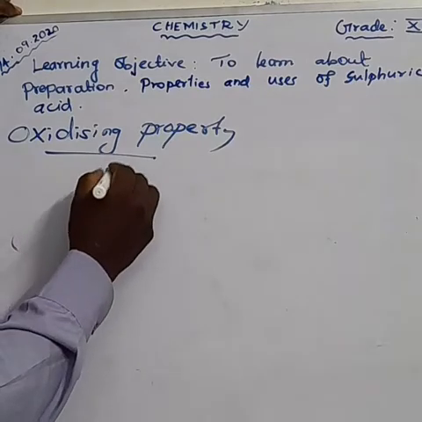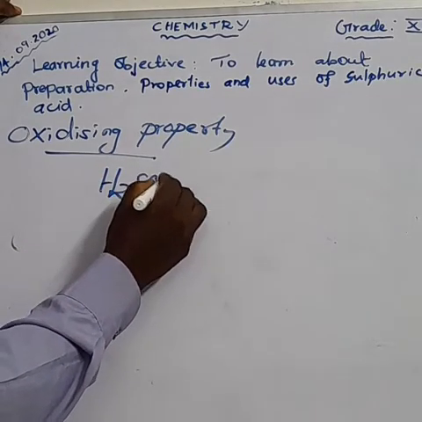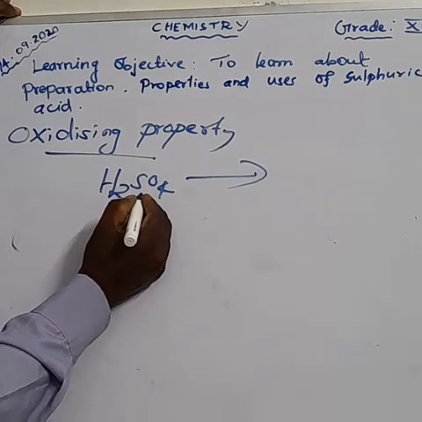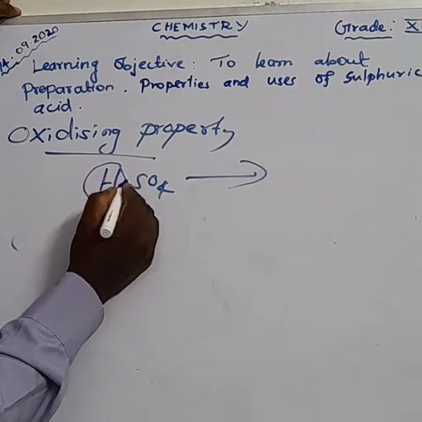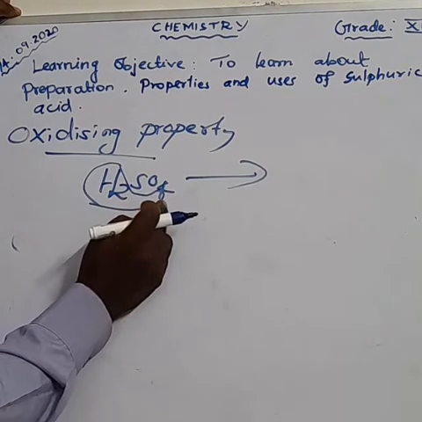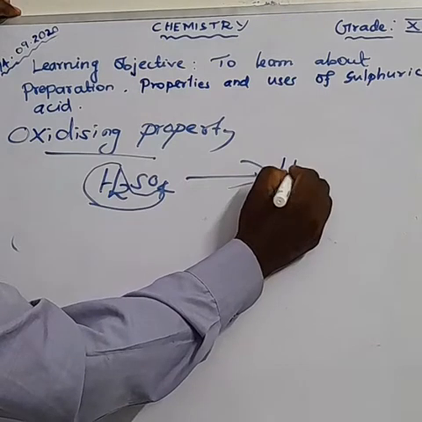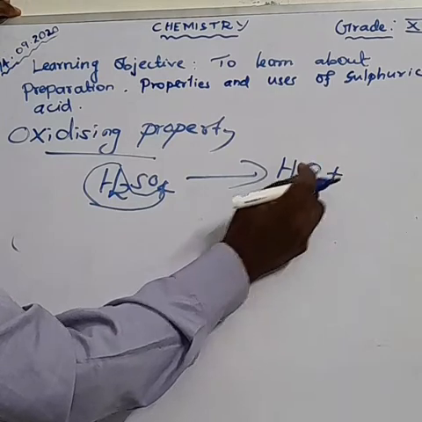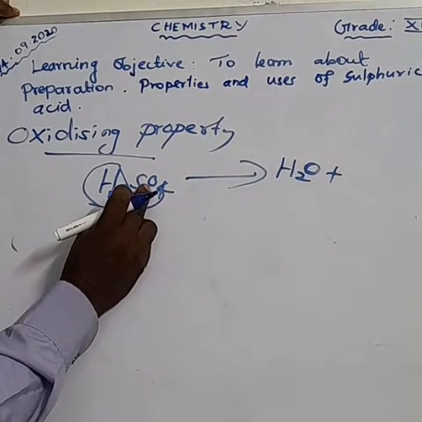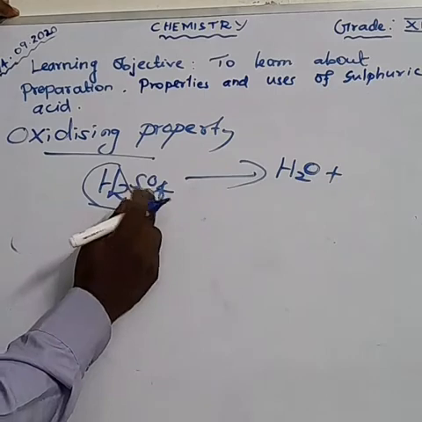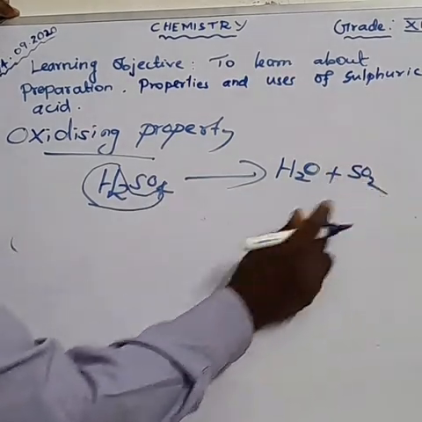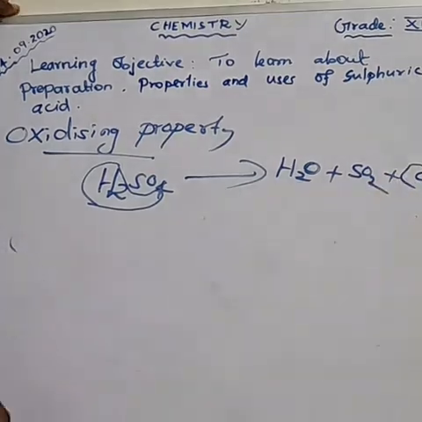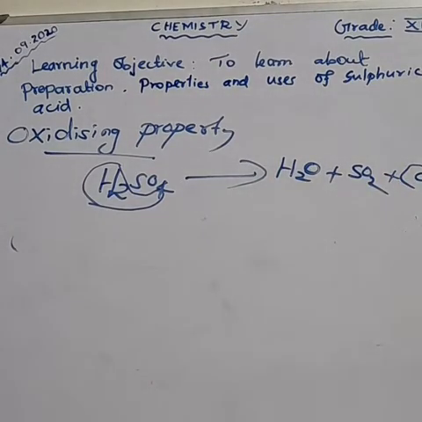Here, sulfuric acid undergoes heating to form products. One of the hydrogens combines with oxygen to form H2O. Am I right? H2O plus, the remaining is SO3, and one more oxygen leaves, so we get SO2. Sulfur dioxide. And also we get one oxygen. This is called nascent oxygen, a single oxygen.